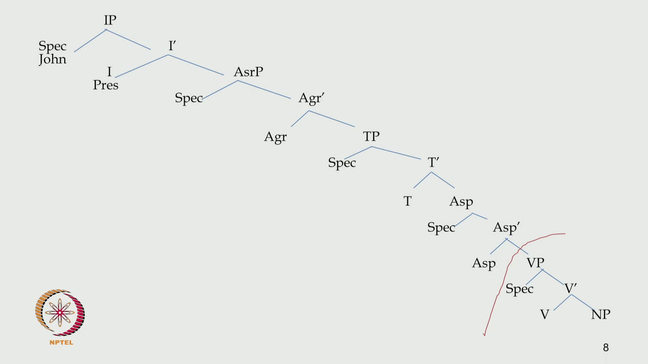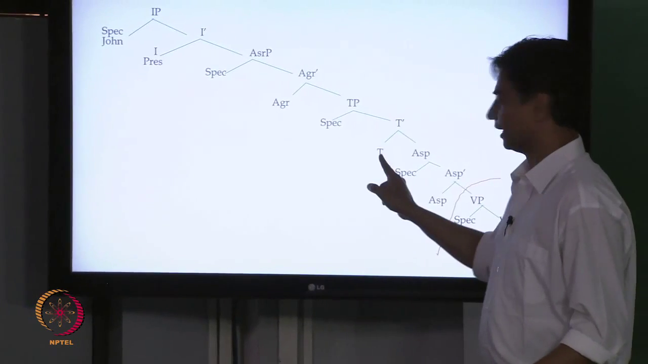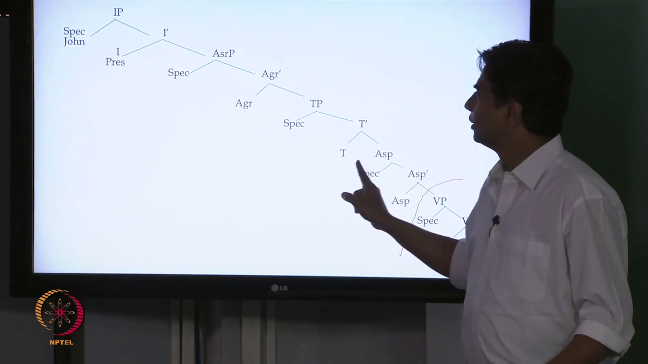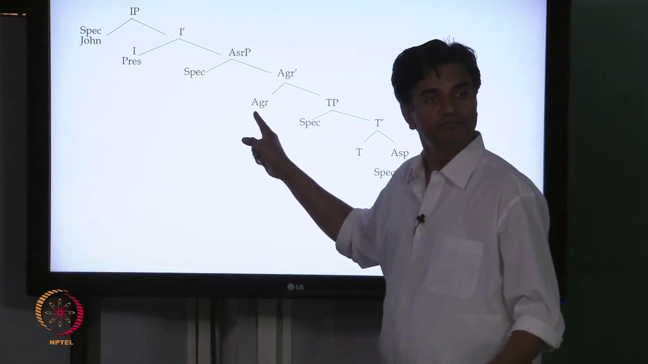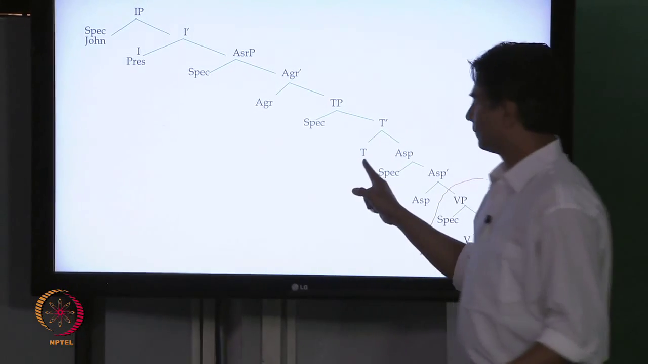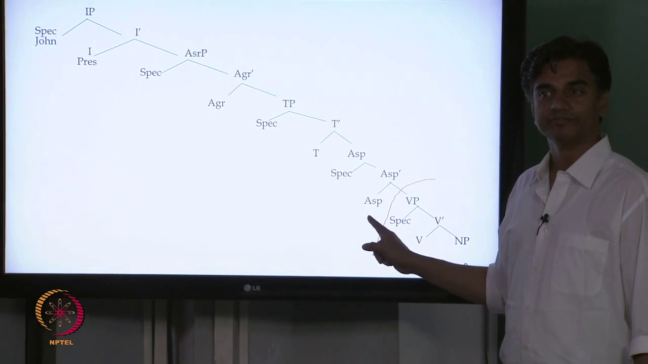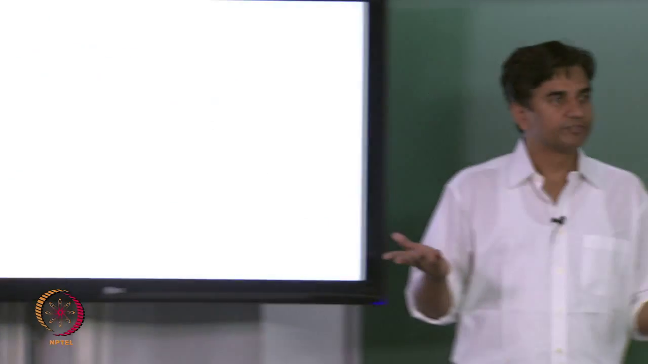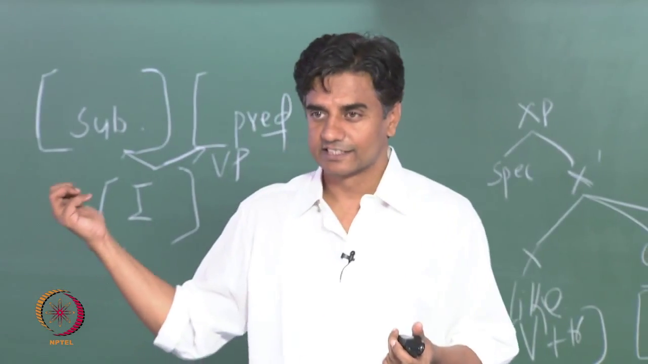In the I position here, the present that you see, that's not going to be here. It's going to be here. Okay? So you are going to have singular agreement here, present tense here, and indefinite aspect here. Okay? Get this thing? Now, there are still a couple of anomalies in this structure.